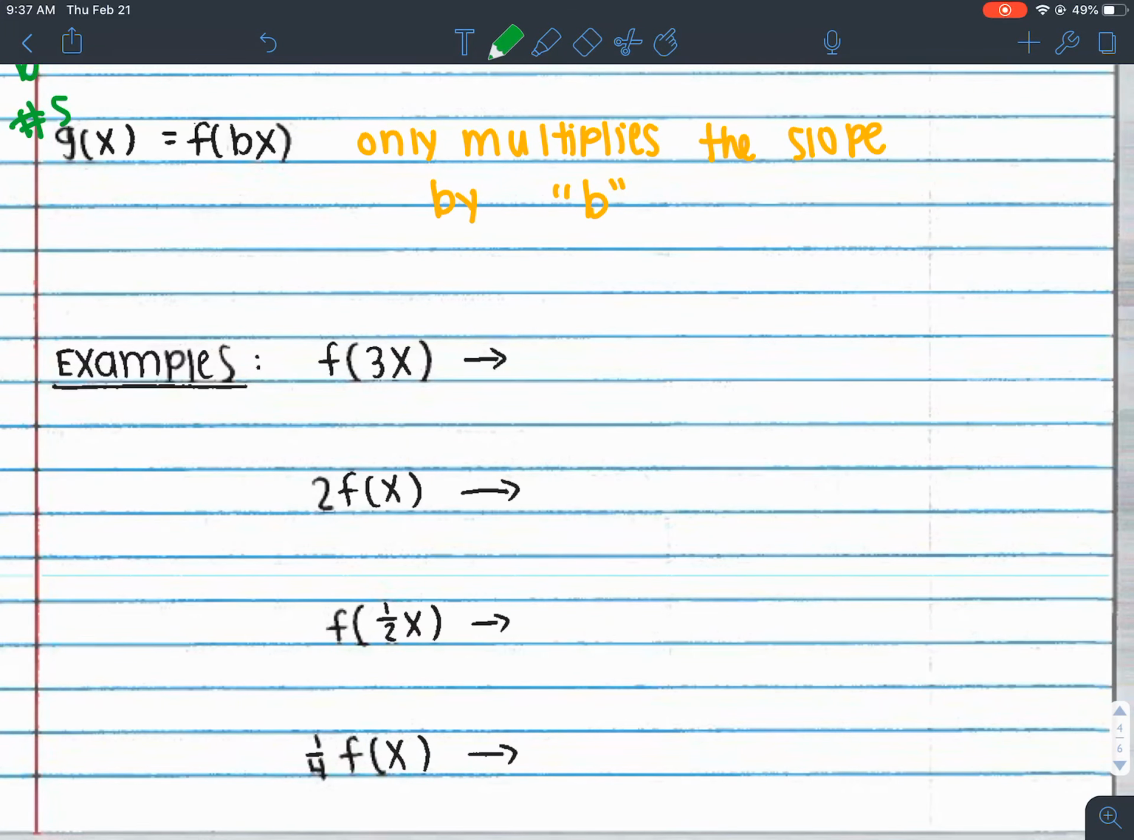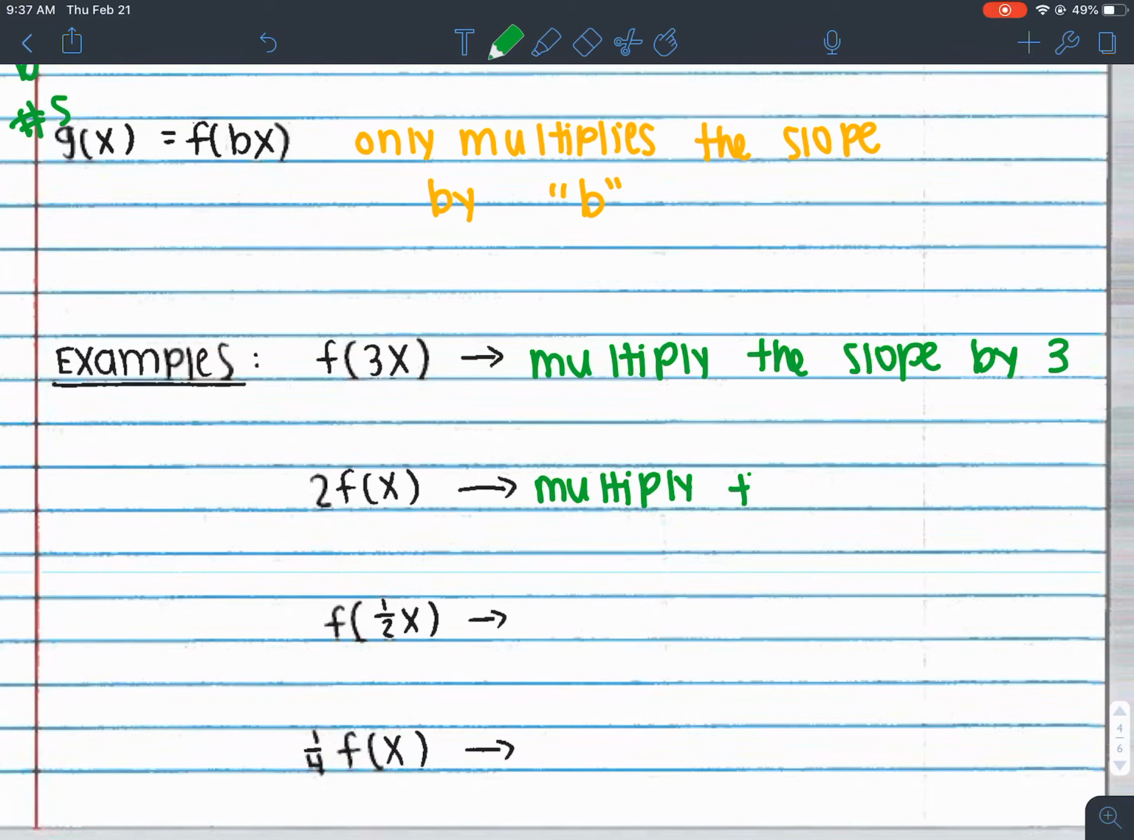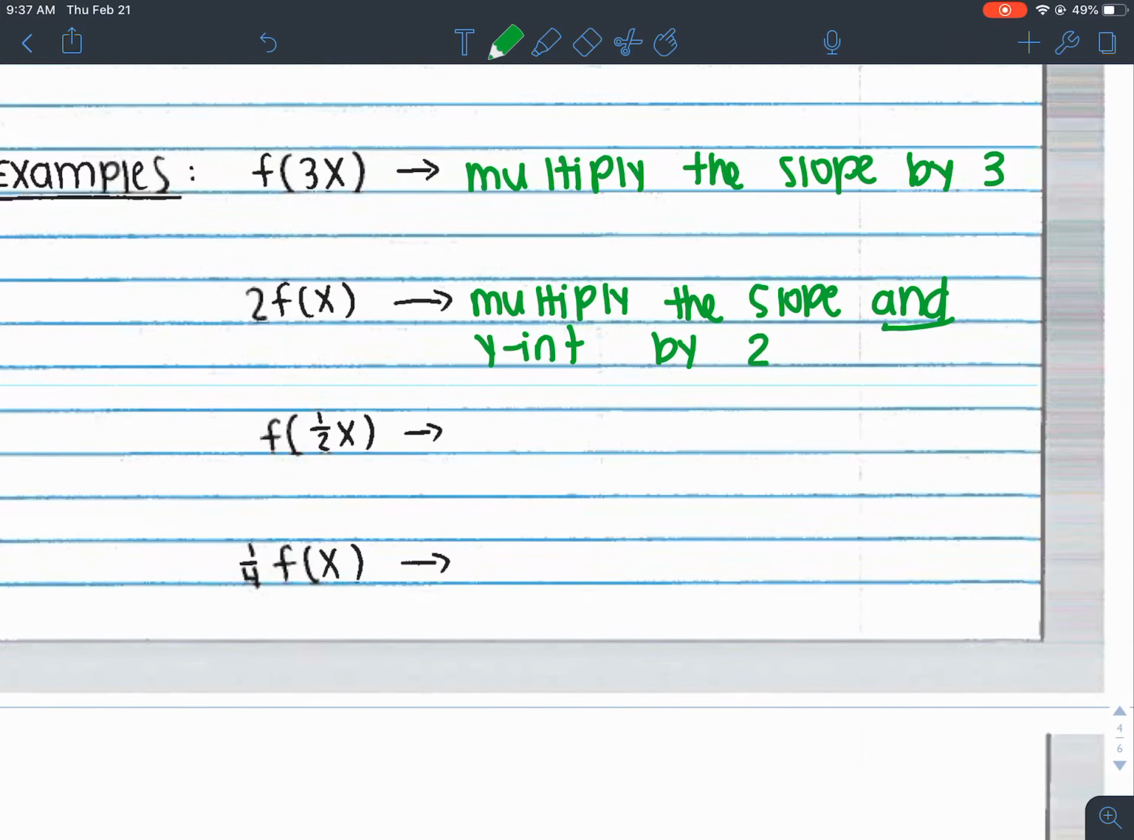So we have f of 3x. So the 3 is on the inside, so it's only going to affect my slope. So this one's going to multiply the slope by 3, okay? Now the next one, we have 2f of x, and that 2 is on the outside, so it's going to multiply both things. So it's going to multiply the slope and y-intercept by 2. So it multiplies both things, okay?